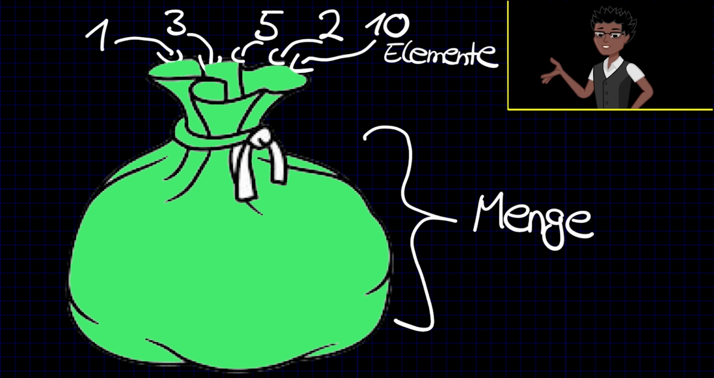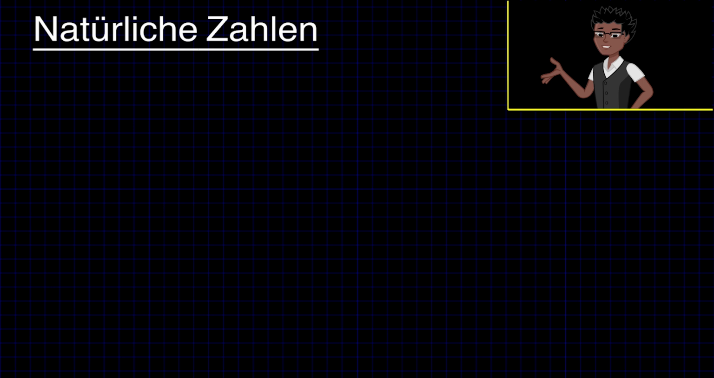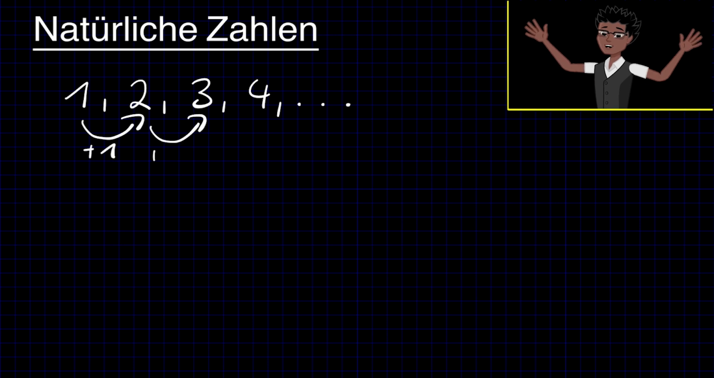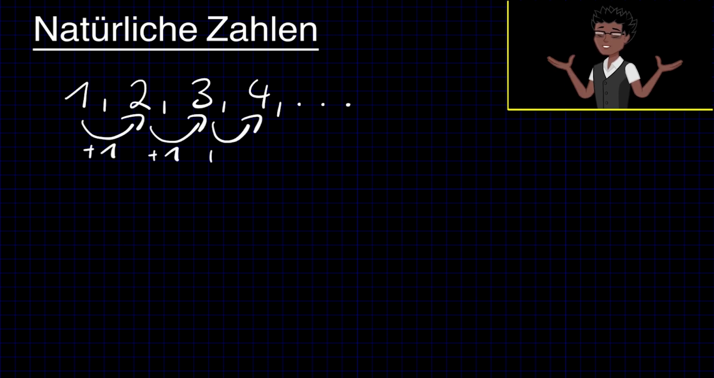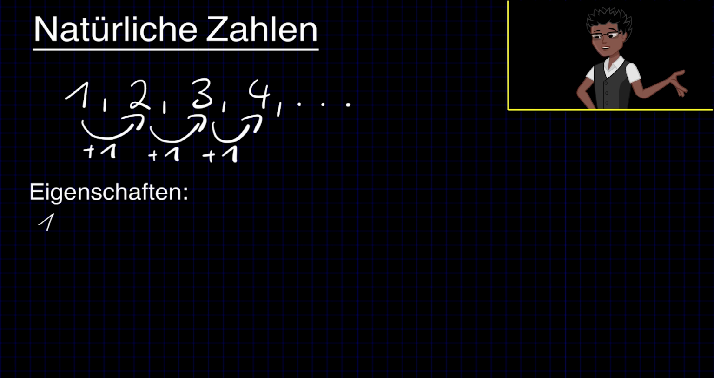Now let's think about which numbers we should put in our bag to get the set of natural numbers. Natural numbers are obtained by starting with the number 1 and counting by 1: 1, 2, 3, 4, and so on. As you can see, each number increases by 1. All numbers that appear in this sequence belong to the set of natural numbers. From this we can also derive some important properties that give us a better understanding of what these natural numbers are like. Natural numbers are always positive. We start at 1 and always count by 1. This means that natural numbers never become negative.